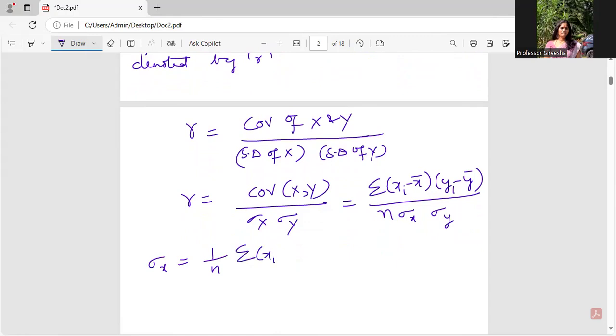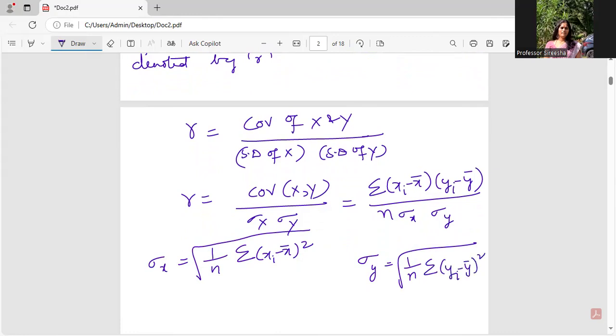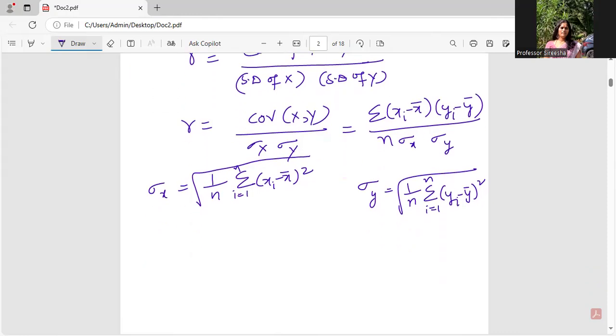Summation xi minus x bar whole square. Okay. Because sigma is there, I am putting positive root. Sigma y also would be similarly in terms of y, 1 by n summation yi minus y bar whole square. Okay, of course, i ranges from 1 to n, depending on how many data points are being given. Right? Accordingly, I'll be calculating. Yeah. Now, let me do one problem on correlation.